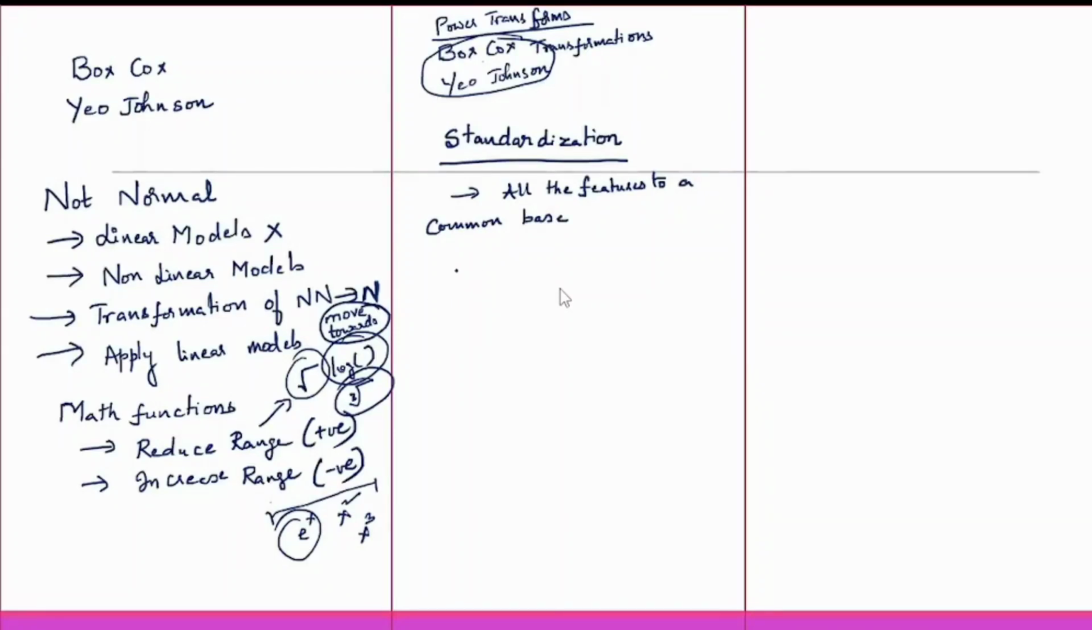Sometimes we have one column called age and one column called salary. Age might be a 2-digit number, but salary might be a 6-digit number. And on the other hand, some other variable could be a 1-digit number.